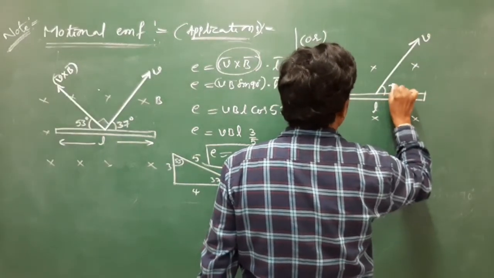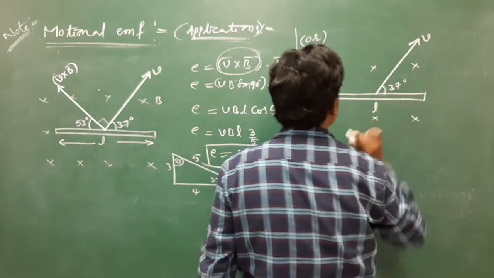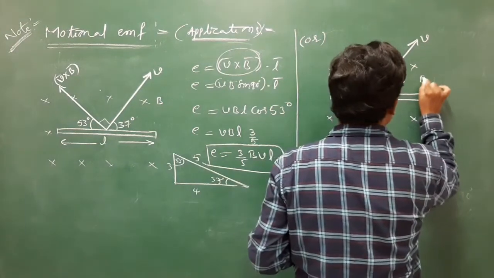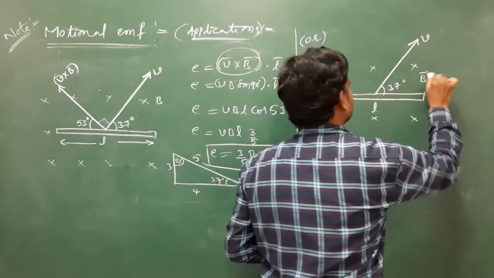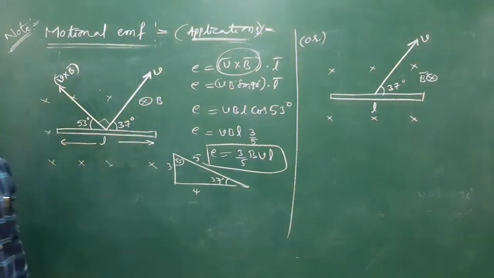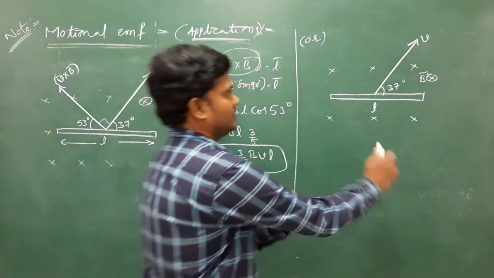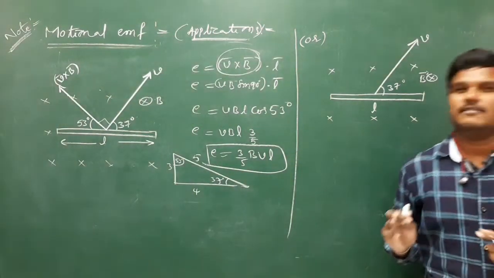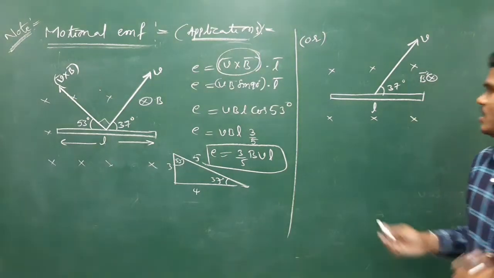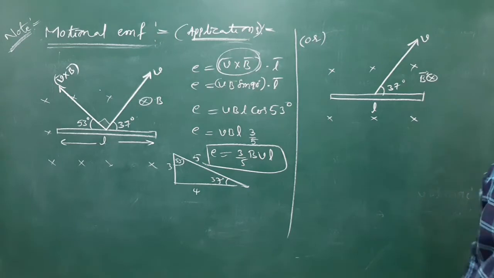This is L, this is 37. Directly we can expect the answer. Okay, this is B, and B is into the board. Same problem. Whenever V, B, L are perpendicular, then EMF is VBL. Okay, we know. Now just resolve this V into components.